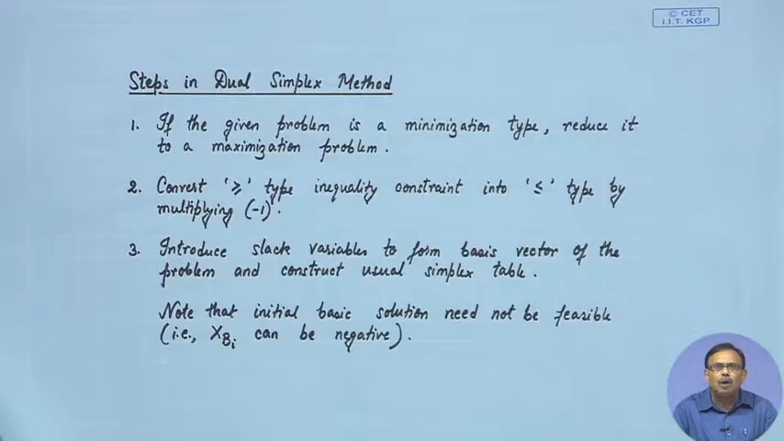Number 2, convert the greater than or equal to type inequality constraint into less than or equal to type, and you know we can do it by multiplying by -1 on both sides of the given inequality. So, if you have a greater than or equal to type inequality, by multiplying by -1 on both sides, convert it to a less than or equal to inequality. Number 3, introduce slack variables in the less than or equal to type inequality constraints to form the basis vector of the problem, and then construct the usual initial simplex table.